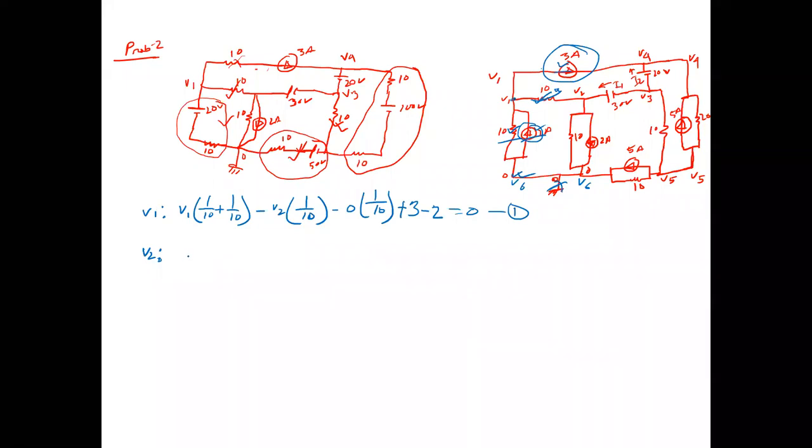V2 node, 125, this resistance, the V2, 125 by 10. This 10, this also 10. 125 by 10, and this and this, 1 by 125 by 10, plus 125 by 10. Okay, so another one has no resistance. So this is finished.